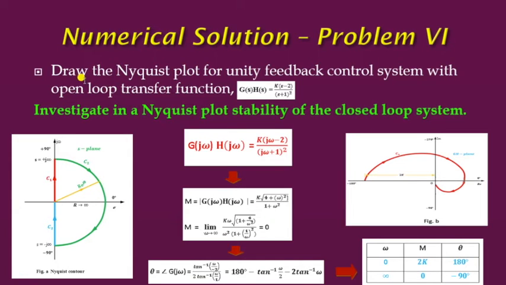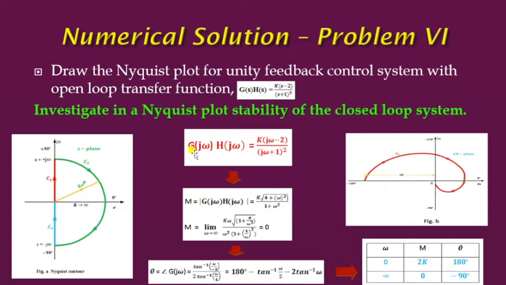6. Draw the Nyquist plot for a unity feedback control system with open loop transfer function G(s)H(s) equal to K(s - 2) divided by (s + 1) whole square. Investigate in the Nyquist plot the stability of the closed loop system. Draw the closed contour in the S plane, and first consider the C1 section.